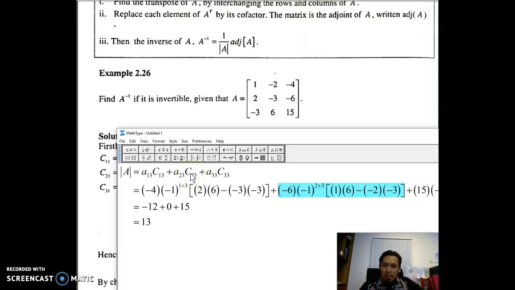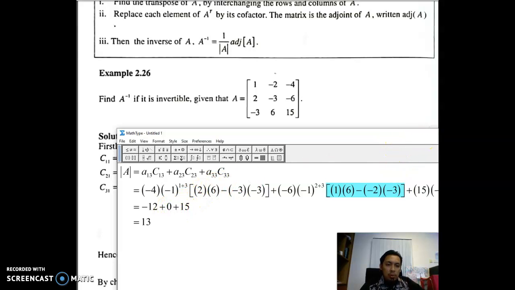C23. Actually, A23, for A23. So again, the minor for it is 1, negative 2, negative 3, and 6, those outside its row and column. So negative 1 times 6 minus negative 2 times negative 3. As you can see here, this calculation, 1 times 6 minus negative 2 times negative 3, gives us 0. So basically everything times 0 will get 0. So that's why I just put 0 here.